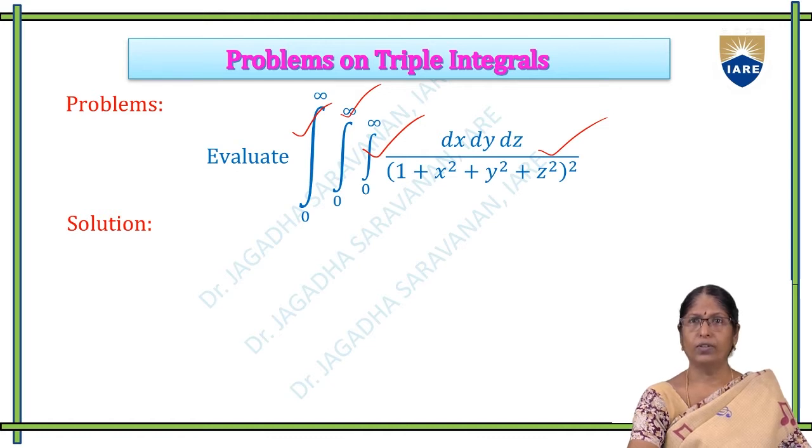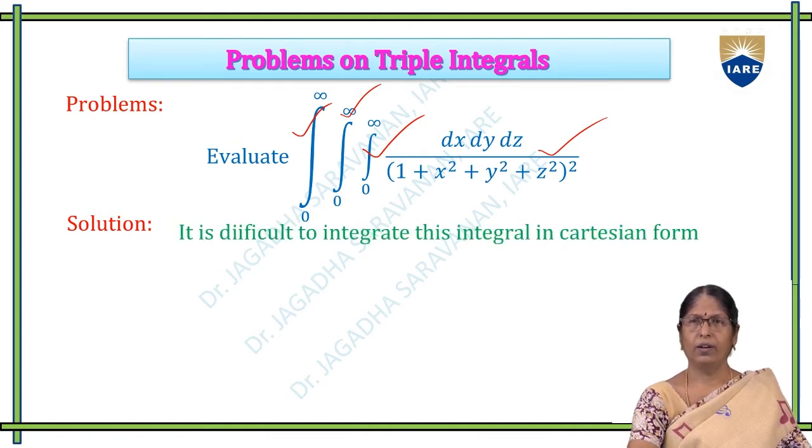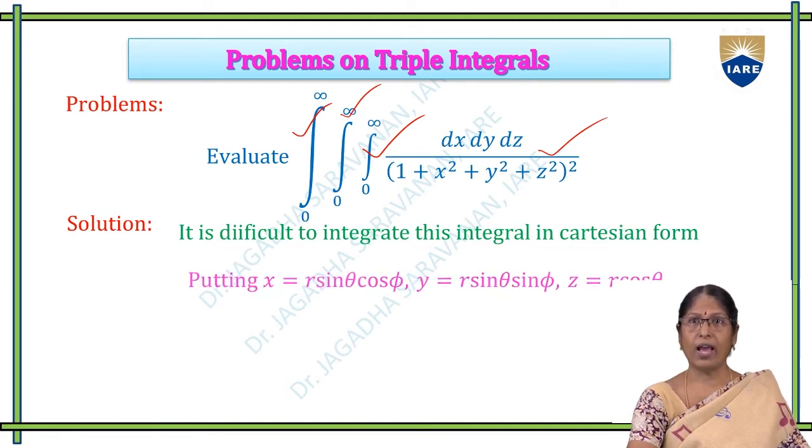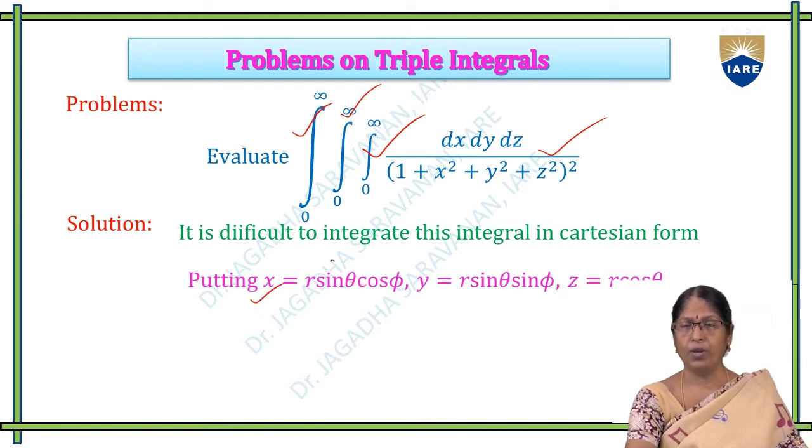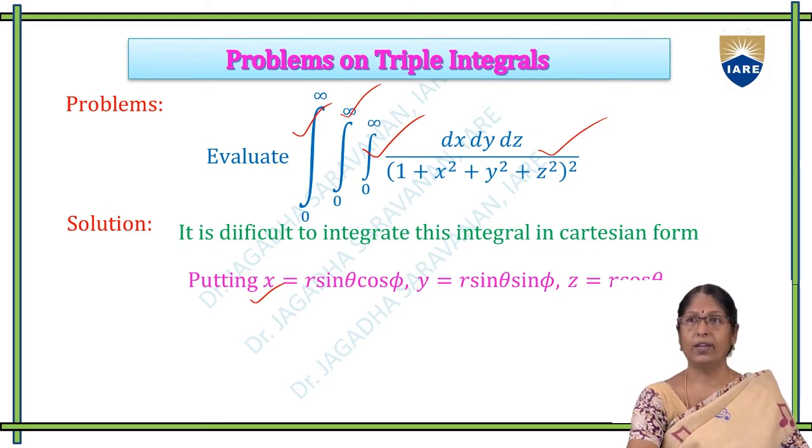So now the solution. It is very difficult to integrate this integral in Cartesian form. If we use the polar form, we will be very comfortable. So we are going to assume x = r sin theta cos phi, y = r sin theta sin phi, z = r cos theta. So the integral changes into spherical form.